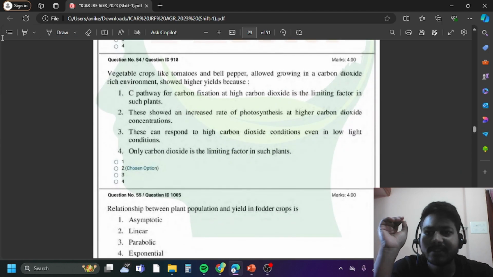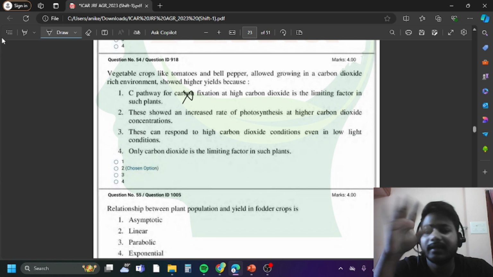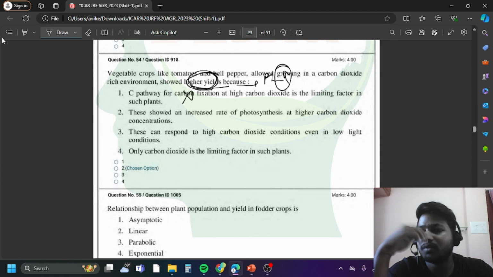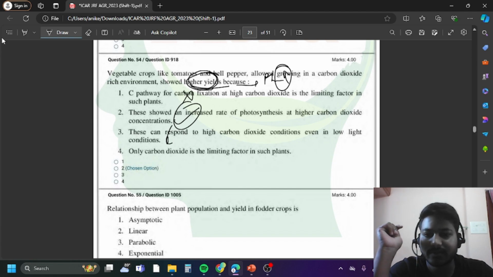Next question. Vegetable crops like tomatoes and bell pepper allowed growing in a carbon dioxide rich environment showed higher yields. Okay. The options are: C3 pathway for carbon fixation at high carbon dioxide is the limiting factor in such plants. No. This showed an increased rate of photosynthesis at higher carbon dioxide concentration, because here it is given that when we grow tomato and bell pepper in a carbon dioxide rich environment, it will show higher yield. So when it becomes higher yield, the photosynthesis process has increased. So option number 2 is correct. No need to go further. Okay, because there are no extra options. It is a direct question. Okay.